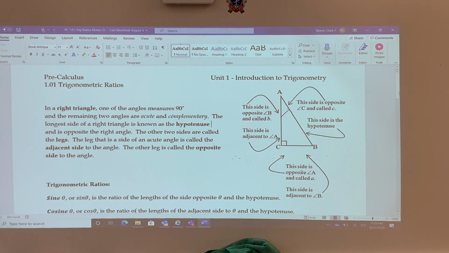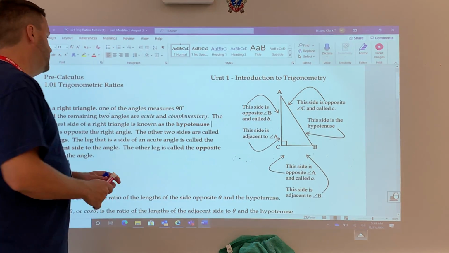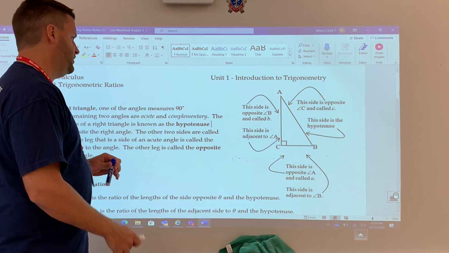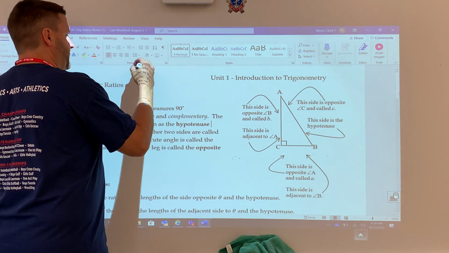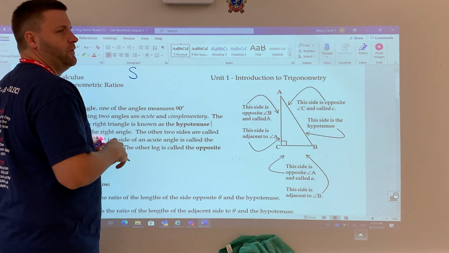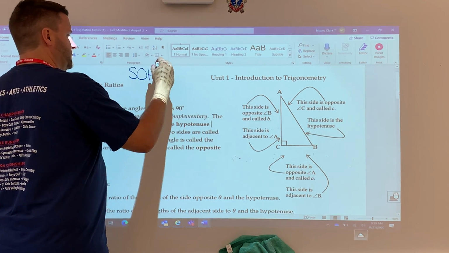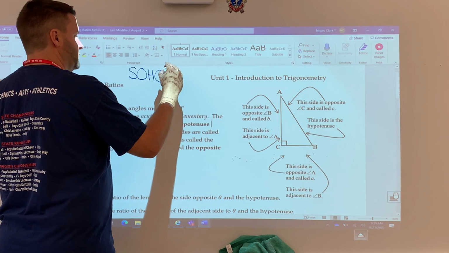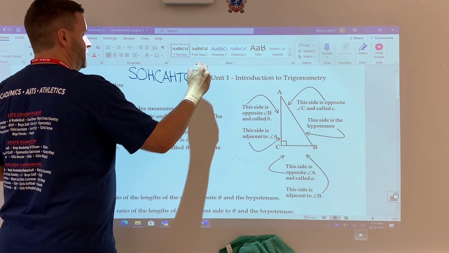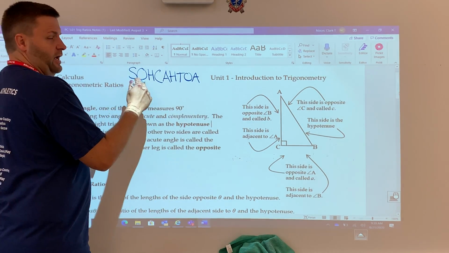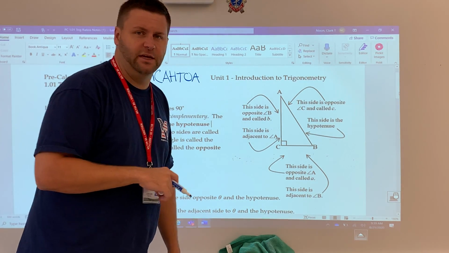All right, so the first day of our Unit 1 notes, we're going to be talking about trigonometric ratios, okay? So I just want you to recall, and you should remember this from geometry, right? SOHCAHTOA. Sine, opposite over hypotenuse, cosine, adjacent over hypotenuse, tangent, opposite over adjacent, okay?